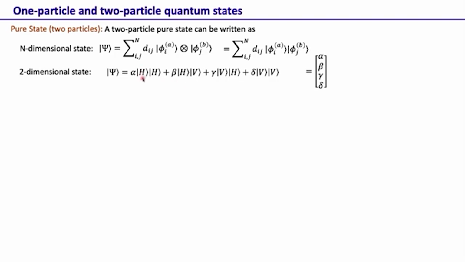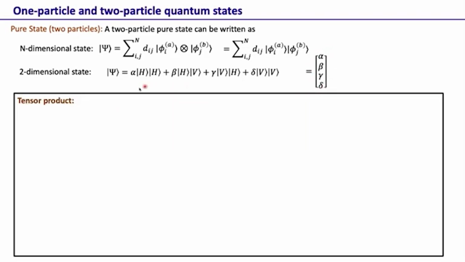And where we have this H, the first ket corresponds to the first particle, the second ket corresponds to the second particle. And if we write this in the ket form, we write it like alpha, beta, gamma, delta. So here I just want to give a quick introduction of how we understand the tensor product, which is what we are doing here, or there, or there.